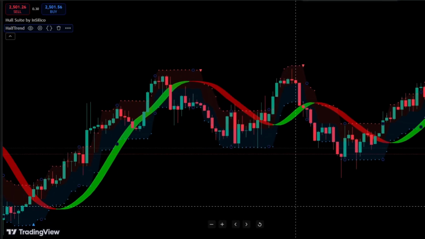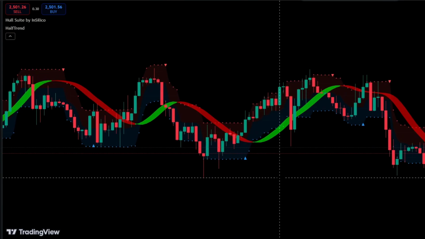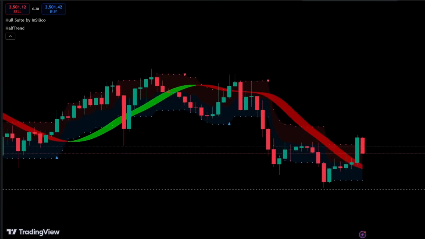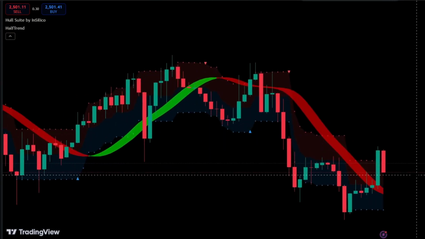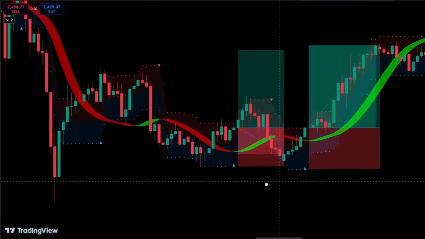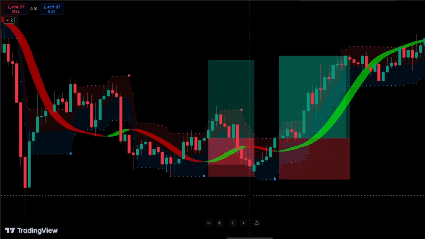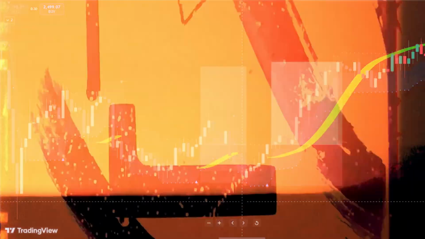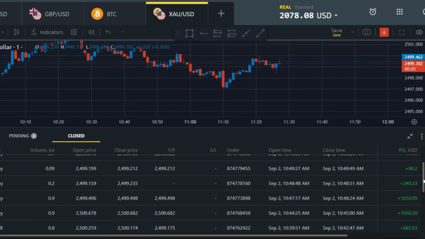Now that we know what both indicators do, it's important to understand how to use them effectively. Simply adding them won't be enough. You need to know the strategy behind them. So, I'll walk you through a real example where I use these powerful indicators to take a trade and make a profit. Keep watching, and let's turn this knowledge into some real gains.